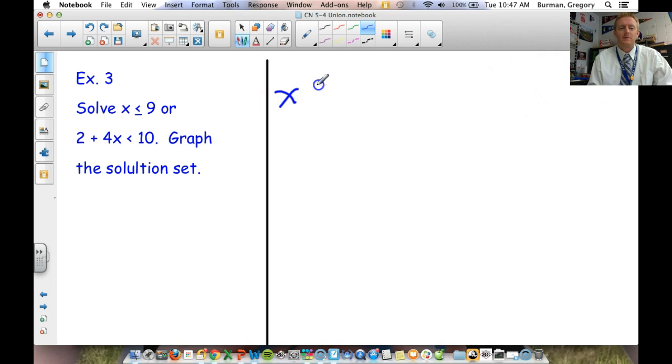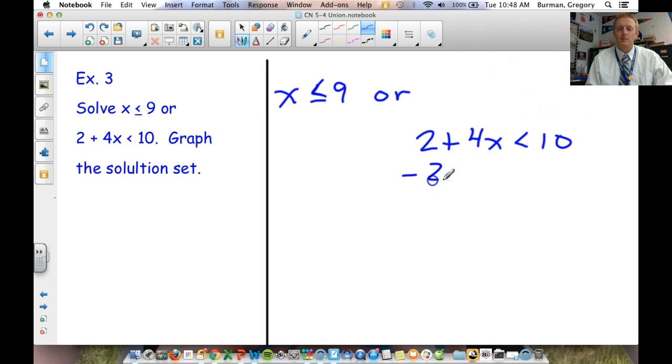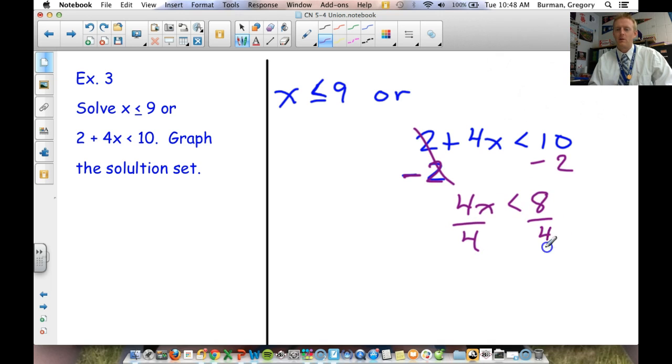I was listening. X is less than or equal to 9. That's already something we can graph. Or we have 2 plus 4x is less than 10. That's our next problem. New colors, subtract 2. Is that a different color? I didn't think so. Subtract 2 from both sides, and we get ourselves with a beautiful 4x is less than 8. Divide by 4, and we get x is less than 4.